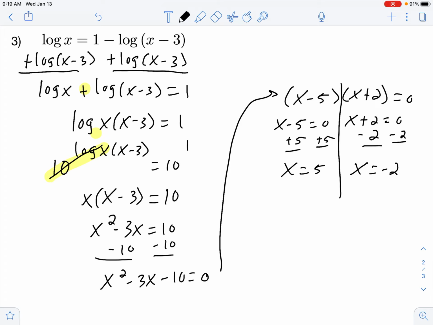Now we want to check these to make sure that they're both true, or maybe none of them is true. This could be no solution. So you plug in x equals 5 into your original, and you'll see that it is true. Now when you plug in the negative 2, you can look right away up here, and you have log of negative 2, well, that's undefined. So I don't even have to continue on. I know that this is not a solution, and my only solution is x is equal to 5.